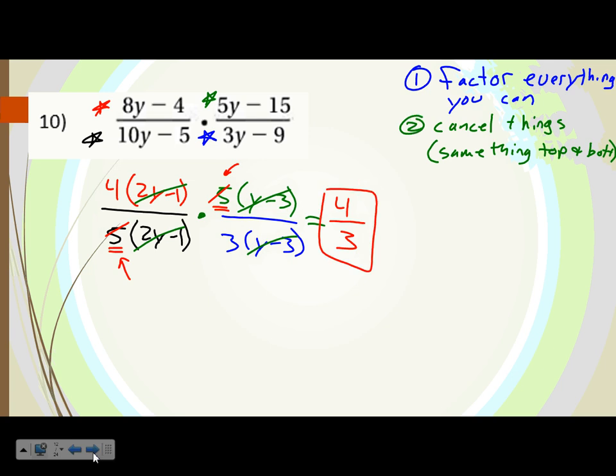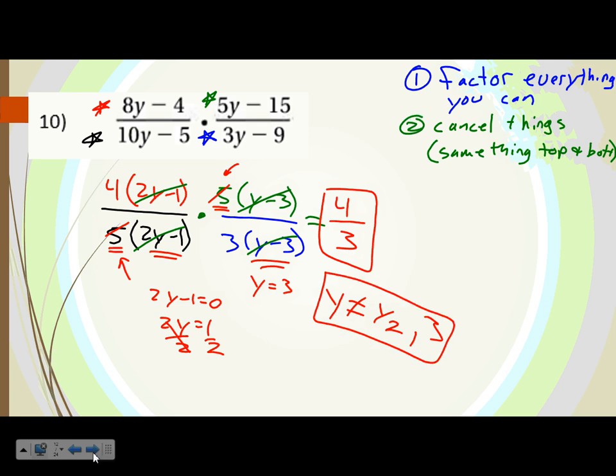Don't forget your restrictions. What would make this part 0? Well, 2y minus 1 is equal to 0. If you add 1 to both sides, divide by 2, my y value cannot be equal to 1/2. And over here, my y value cannot be equal to 3, because that would make that 0. So it cannot be equal to positive 3. Don't forget those. You won't have to do that for every single one of them, but I'm going to do that to try to get it drilled into your head.